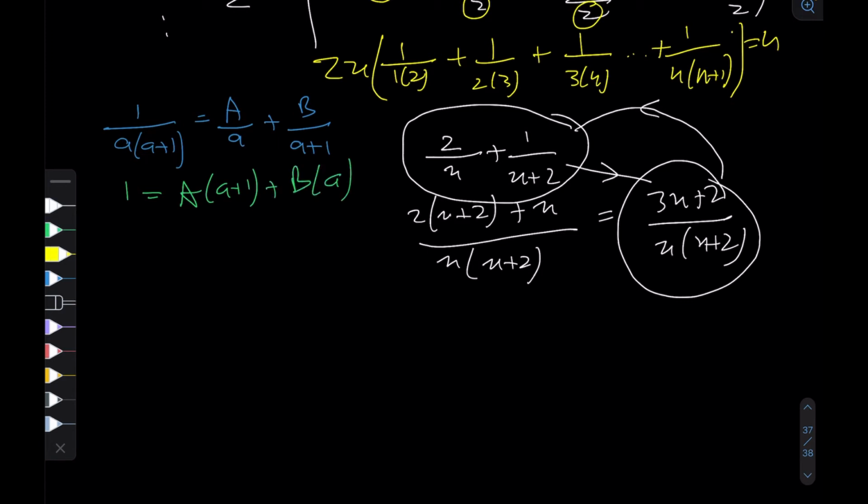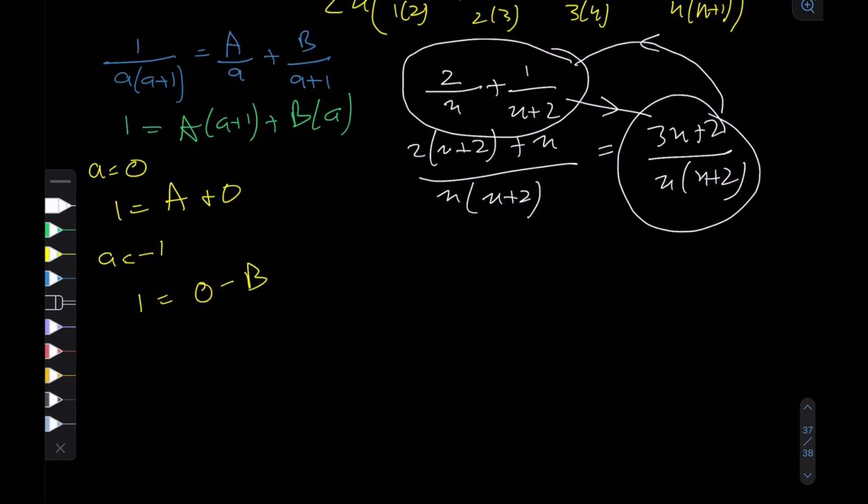A couple of methods to do this. We can say that when a is equal to 0, 1 is equal to a, plus 0, and when a is equal to minus 1, 1 is equal to 0 minus b. In other words, a is 1 and b is minus 1. So what we arrive at is that any fraction where you have one number multiplied with the next number can be written as 1 over a minus 1 over a plus 1.